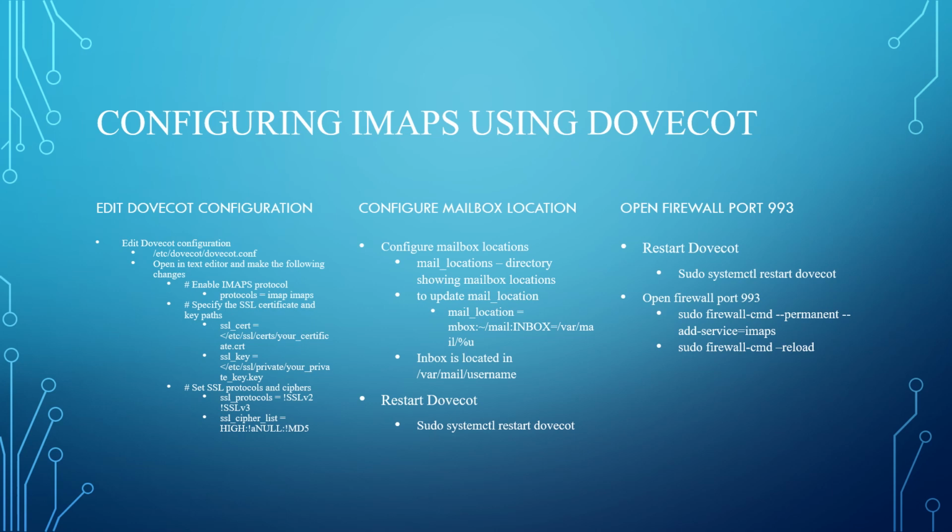I've laid out the steps on this slide to provide the basic IMAPS configuration on the Linux server. The steps mentioned are rather simple. Additional steps are likely required depending on the type of server being set up. The additional steps that you might want to look into are authentication, user management, and advanced SSL and TLS settings. On this slide we cover editing the Dovecot configuration, configuring the mailbox location, and also how to open the firewall port 993 where IMAPS is located.